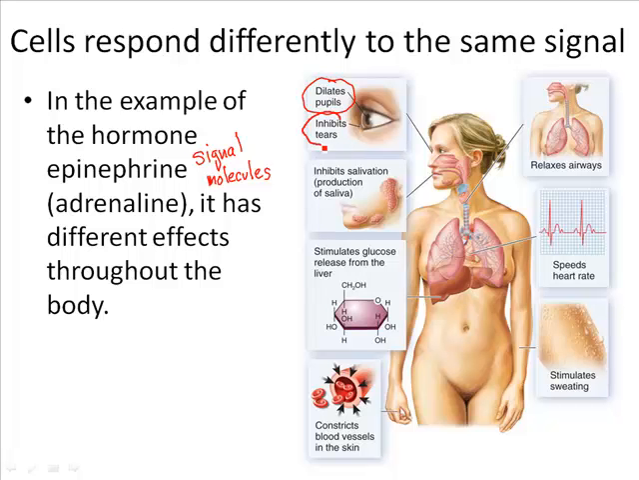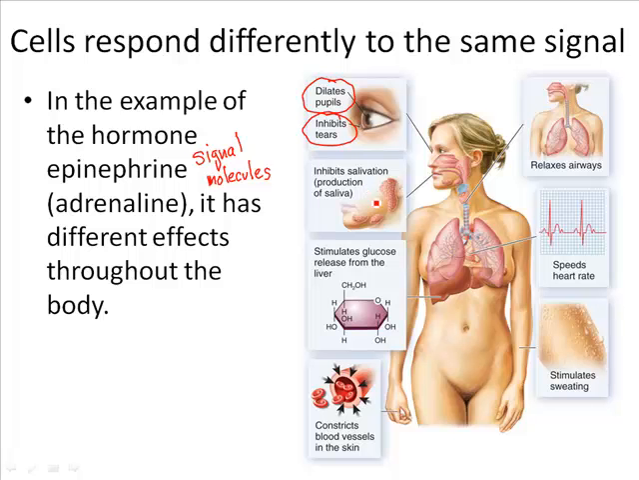Tear formation is inhibited. That makes sense, right? Because if I'm about to get into a fight and my adrenaline is rushing, I don't want to start crying and lose the ability to see my target. I want to be able to get as much light as I can into my eye so I can see with better precision. Therefore, I'm going to dilate my pupils and inhibit my tears in response to adrenaline.